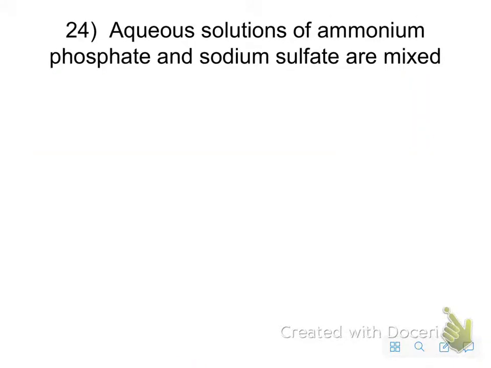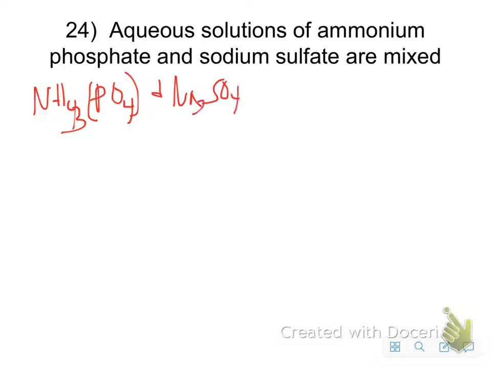Alright, aqueous solutions of ammonium phosphate and sodium sulfate are mixed. Okay, ammonium, that's ammonium, it's got a +1. A phosphate, PO4, has a -3, so I'm going to need 3 of these. Plus sodium sulfate, sulfate's a -2, so we need 2 of those. Alright, this should have a 3 around it.